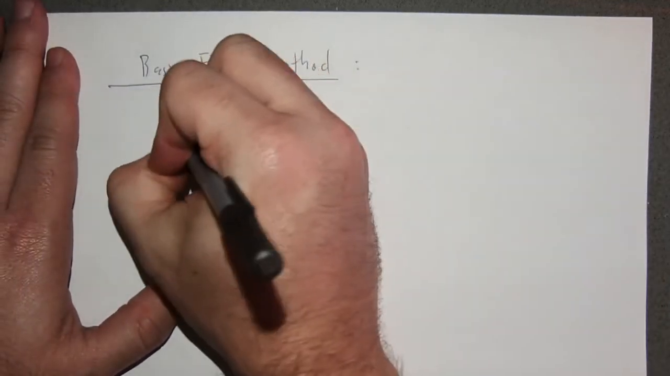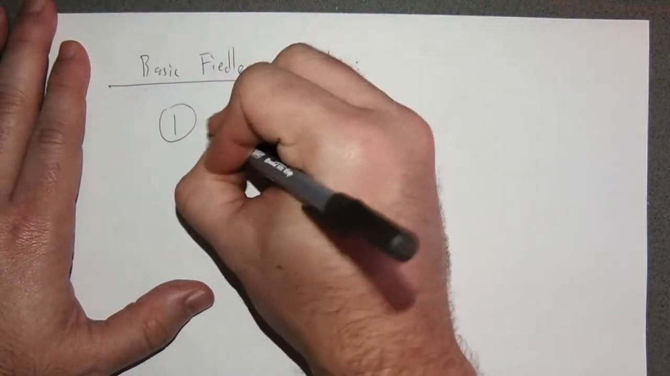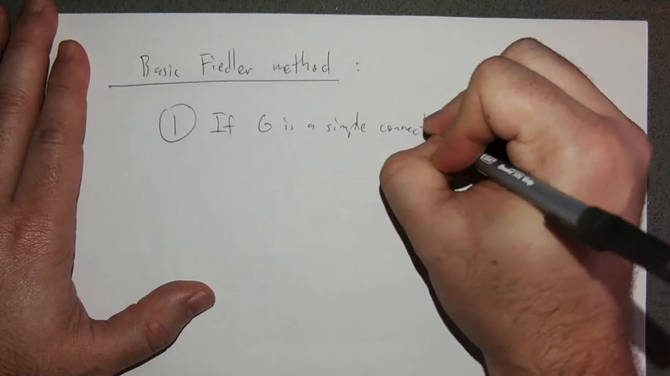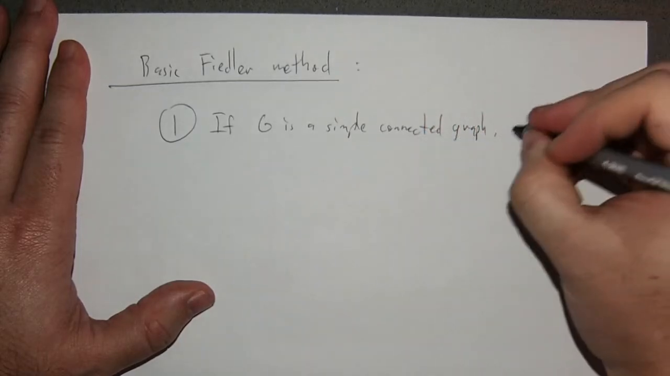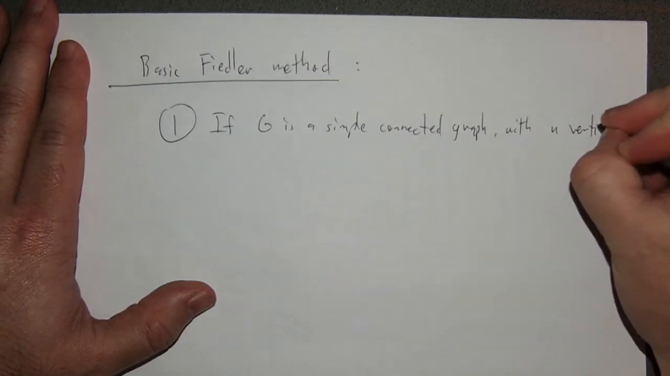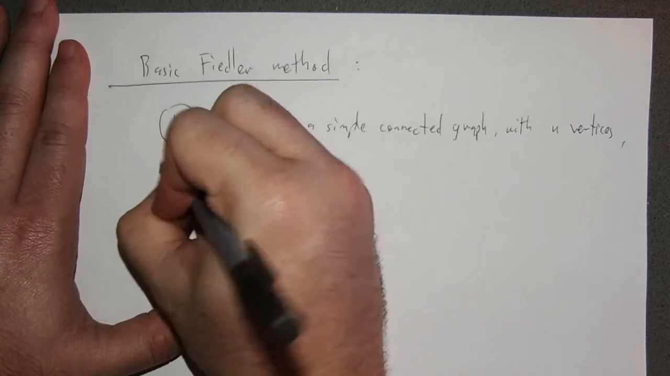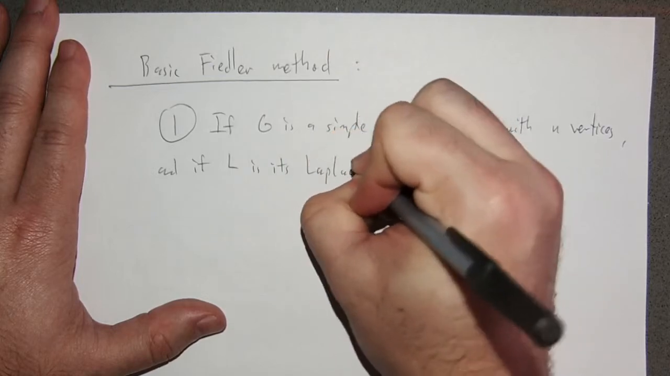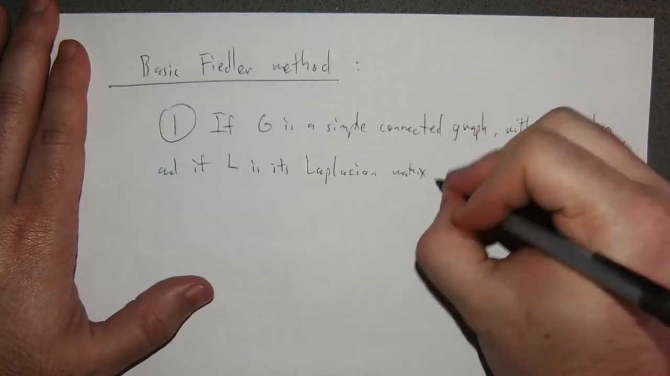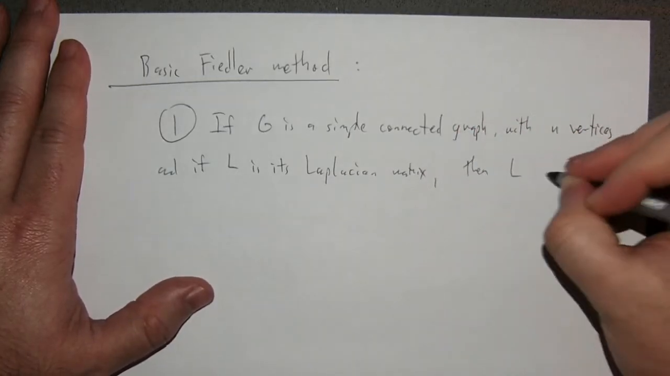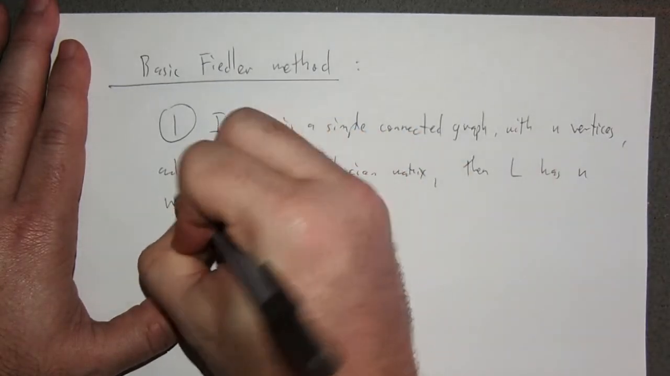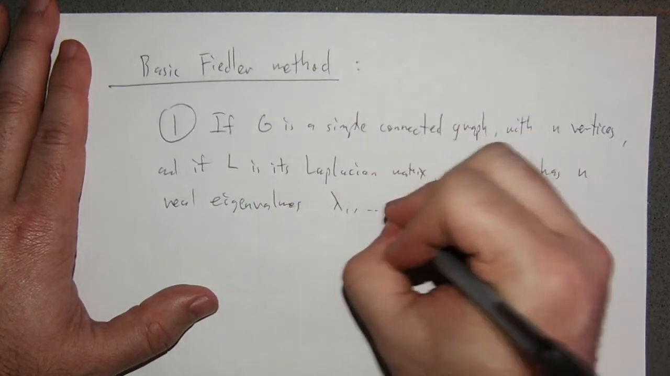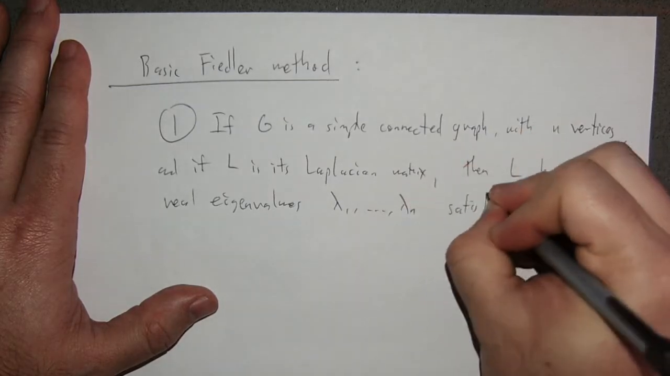So there's a couple of things. One, if G is a simple connected graph with n vertices, and if L is its Laplacian matrix, then L has n real eigenvalues, say lambda 1 through lambda n, satisfying the following.